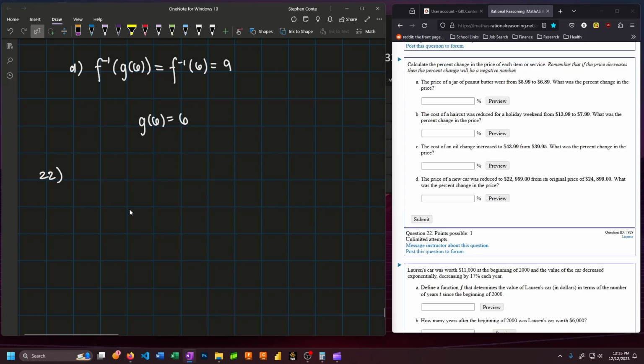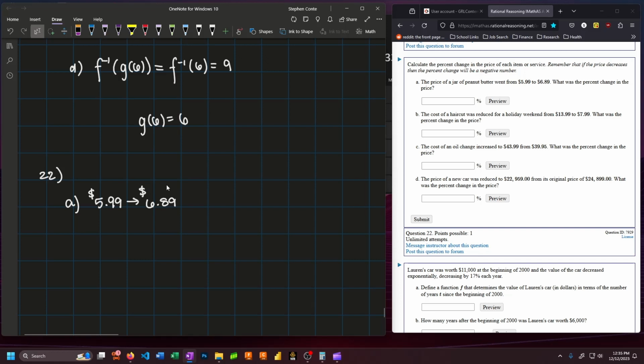Question 22. We're talking about percent changes. So we're looking at the percent changes in the prices of each item or service. For A, we're looking at the price of a jar of peanut butter, which went from $5.99 to $6.89.